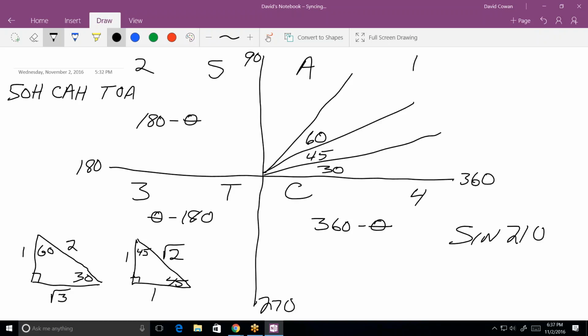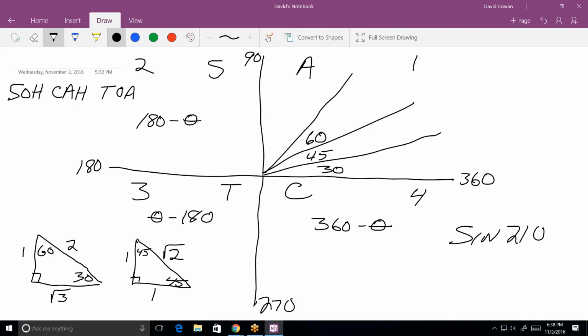Very first thing you have to figure out is which quadrant is it in? Quadrant 3. Okay, now use that formula, theta minus 180. So that would be 30. So what's the answer? What is the sine of 210?